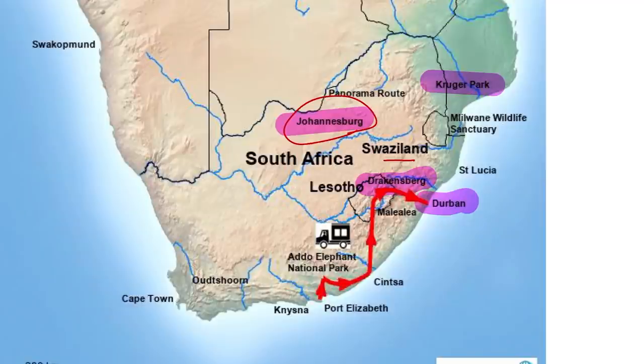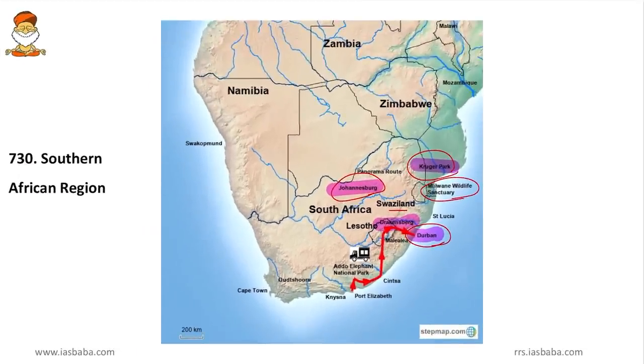And friends, we can also locate Durban, one of the international places of South Africa. And then we can also locate the Kruger National Park and the Milwane Wildlife Sanctuary here. So friends, these are some of the important places and the physiological features of Africa, Europe, Asia, and tomorrow we take up South America, America, and Arctic and Antarctic regions.